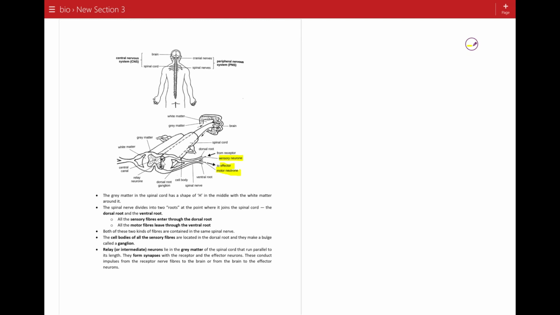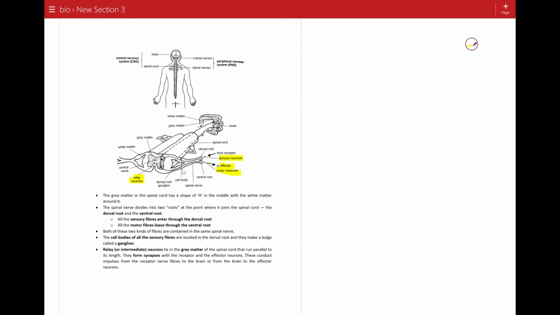Synapse means it meets with the relay neuron. This is your intermediate neuron, which acts like when you run a relay race, you pass the baton on to somebody else. In the same way, it relays the information from the sensory neuron to your motor neuron. So the relay neuron is here. Thereafter, your relay neuron will pass the information, or rather synapse, onto your motor neuron at this region.